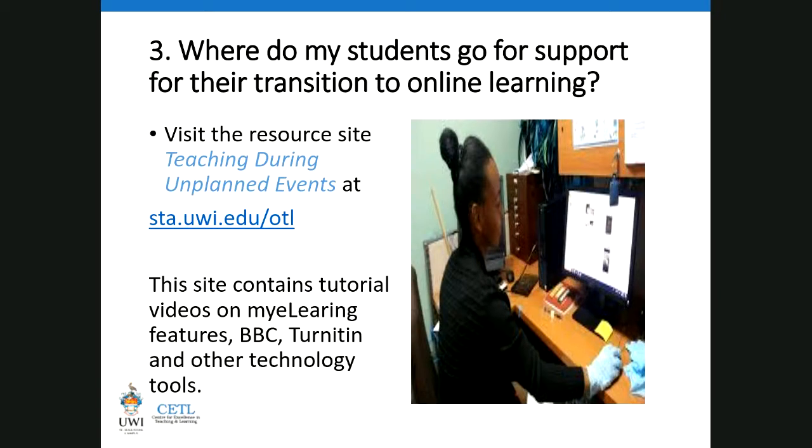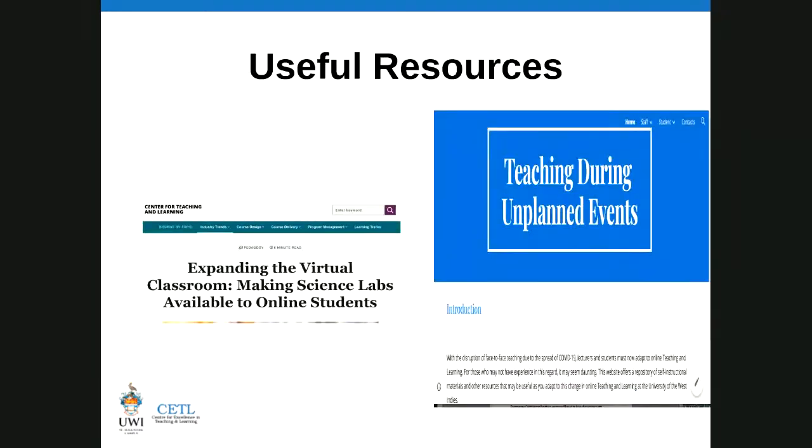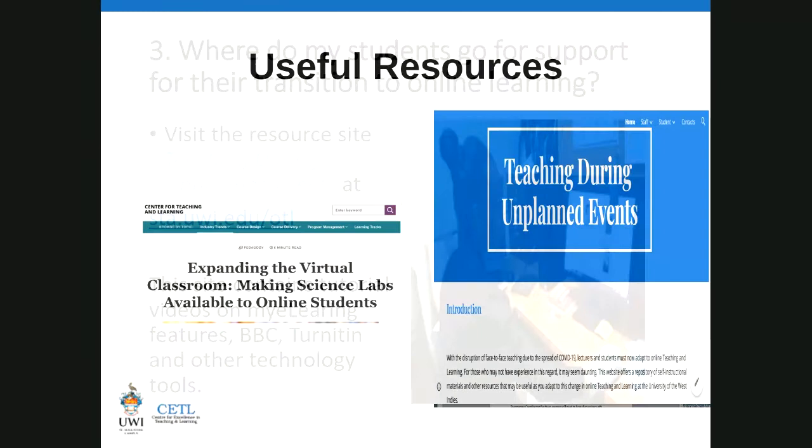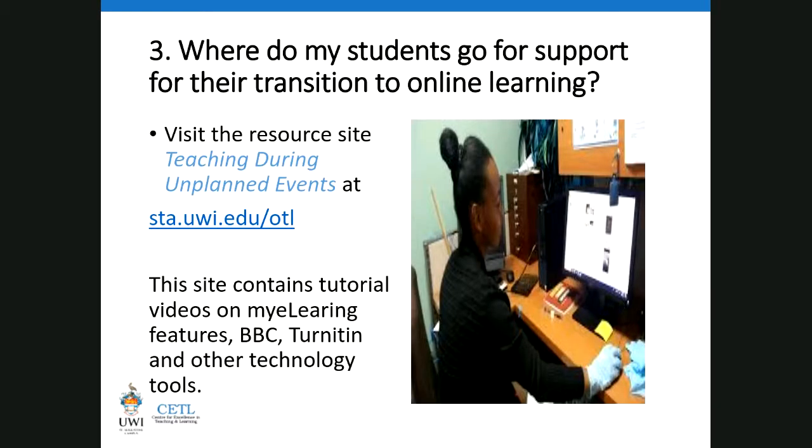The third question was, where do my students go for support for their transition to online learning? And we are suggesting that they go to the same site, Teaching During Unplanned Events, and this is the URL for it. Remember in the previous slide, I mentioned it, and if you look at this on the right side, the graphic Teaching During Unplanned Events, this is what the resource website looks like when you find it. And this is the URL for it. It's sta.uwi.edu/OTL. And on that website, there is a link for students with resources.